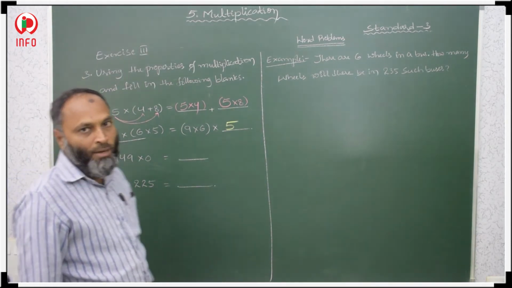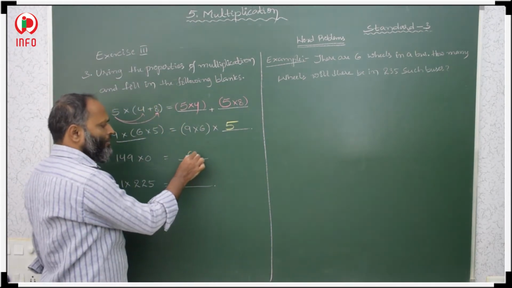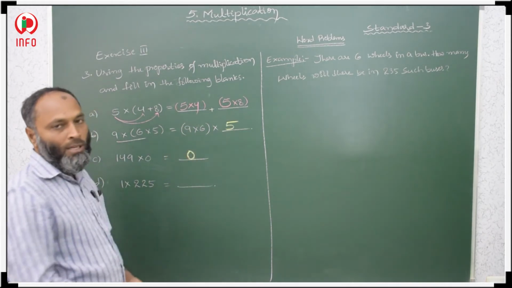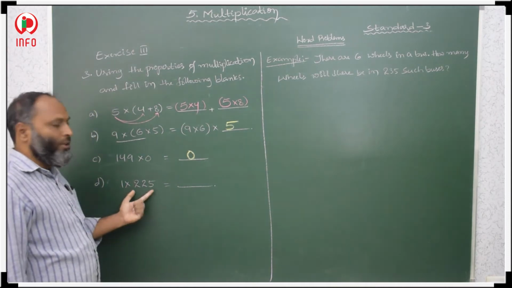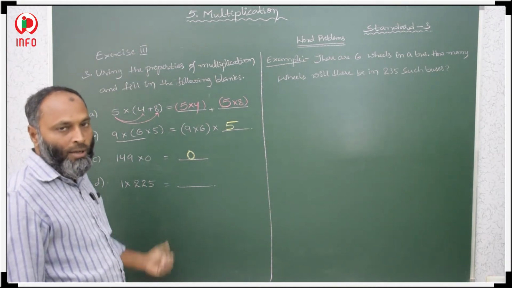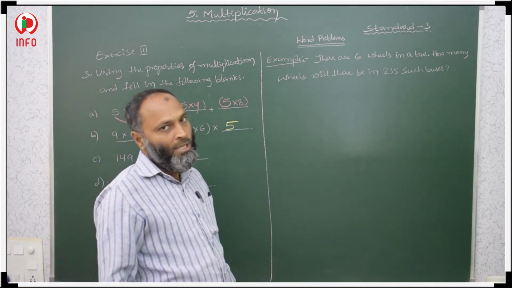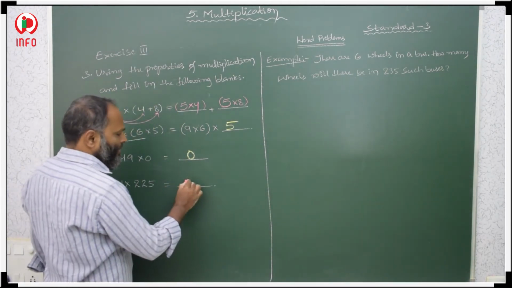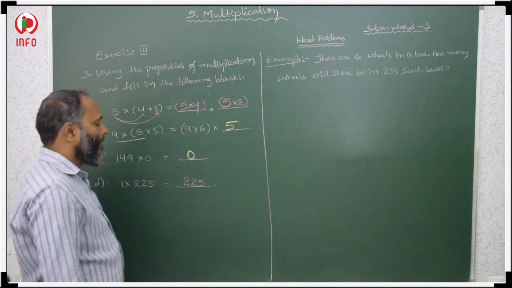If any number is multiplied with 0, the product is always 0. So what is our product? 0. Here 1 into 25. If any number is multiplied with 1, then what is our answer? The number itself only is the answer. That is 225. This is only our answer.